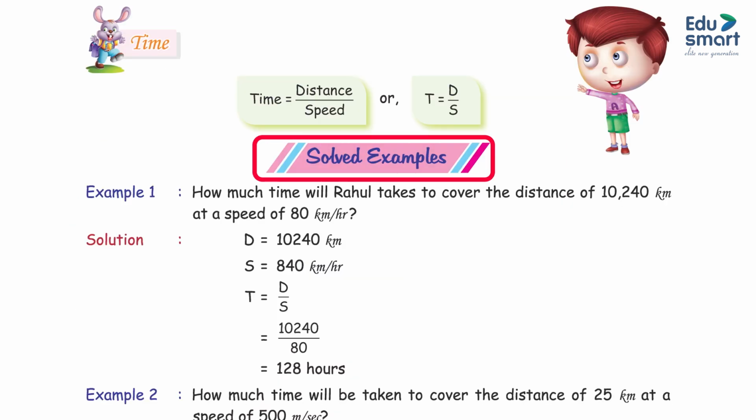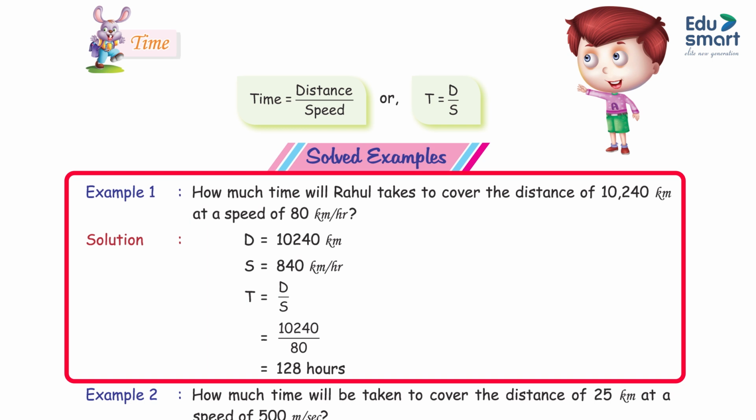Solved example. Example 1. How much time will Rahul take to cover the distance of 10,240 km at a speed of 80 km per hour? Solution. D = 10,240 km, S = 80 km per hour, T = D upon S. 10,240 upon 80 equals 128 hours.